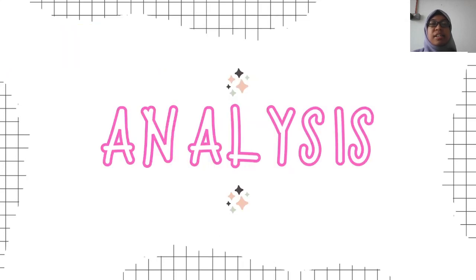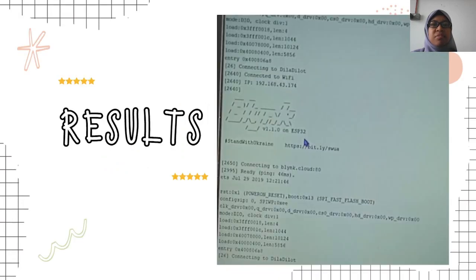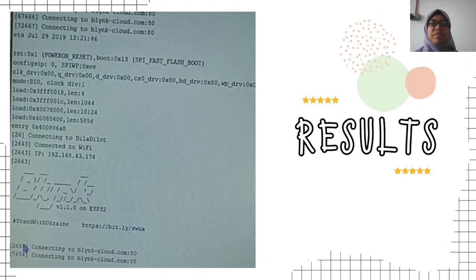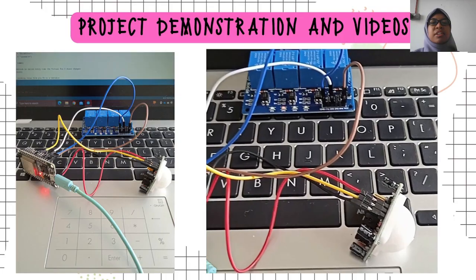Okay, these are the analysis and results for this project. For the first result, you can see I connect to the Wi-Fi, and you can see the Blink system, which I connect to the Wi-Fi system or personal hotspot. For the second result, you can see it connecting to Blink Cloud, connecting to my Wi-Fi system link, and the system can enter blinkcloud.com, where the port is port 80.